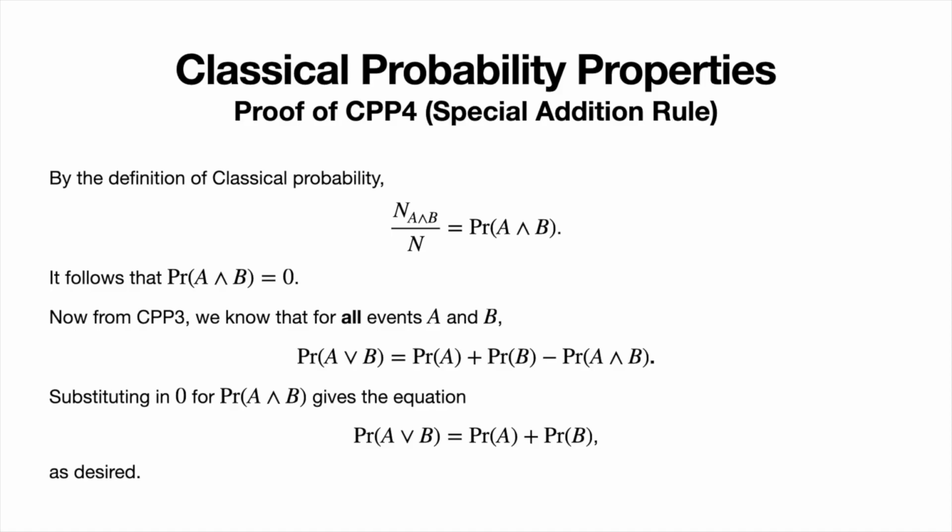Now from property 3, which we have already proven, we know that for all events A and B, the probability of A or B is equal to the probability of A plus the probability of B minus the probability of A and B. If we substitute 0 in for the probability of A and B into this equation, we get this simplified equation, which says that the probability of A or B is equal to the probability of A plus the probability of B, as desired.